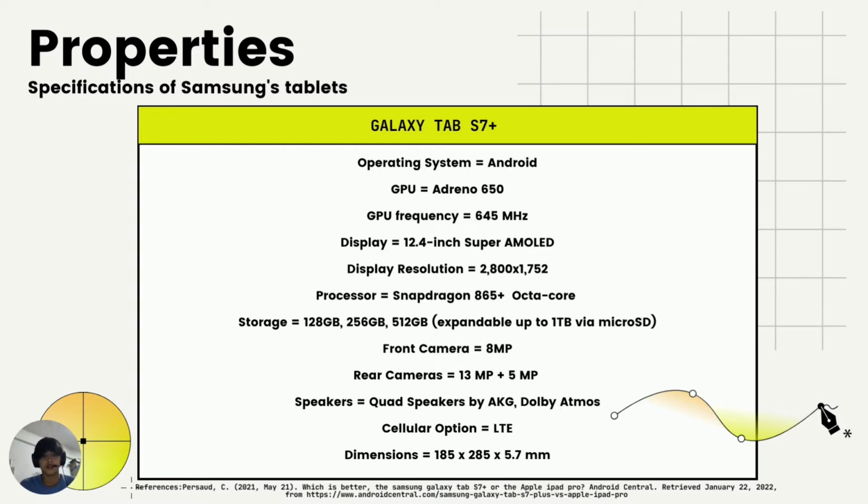The front camera of Samsung Galaxy Tab S7 Plus is 8 megapixel with 2 rear cameras, which are 13 megapixel and 5 megapixel. The Samsung Galaxy Tab S7 Plus also uses quad speakers by AKG, Dolby Atmos as its speakers, and the cellular option is LTE. And lastly, the dimension of Galaxy Tab S7 Plus is 185 multiplied by 285 multiplied by 5.7 millimeter.